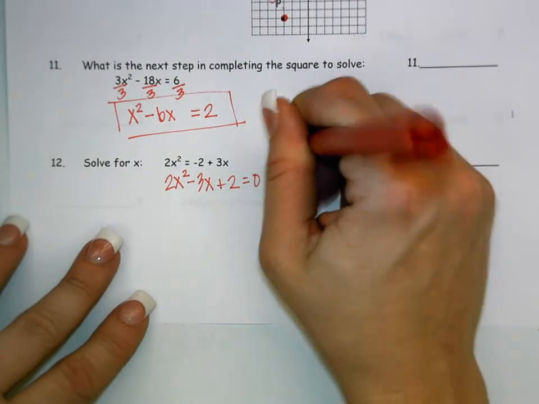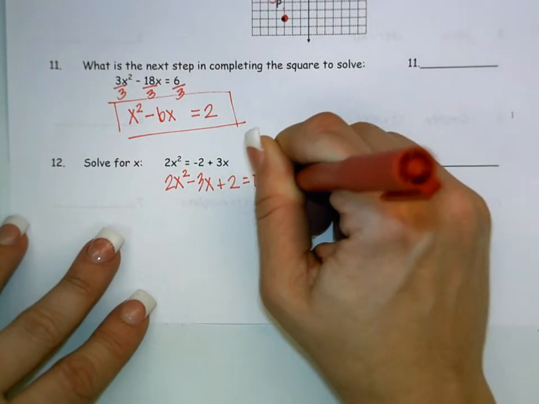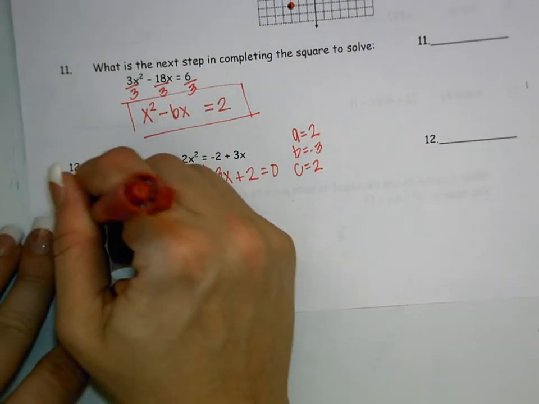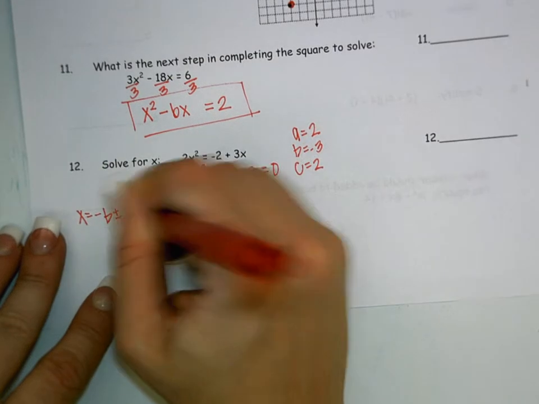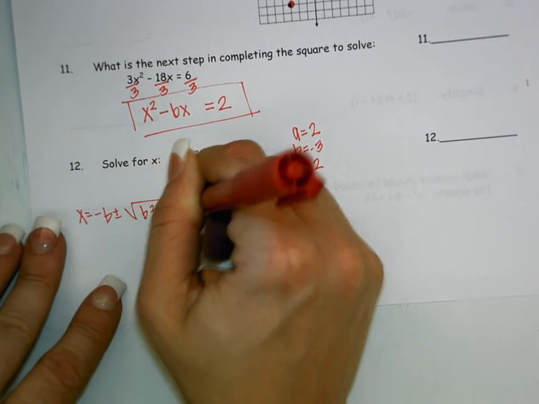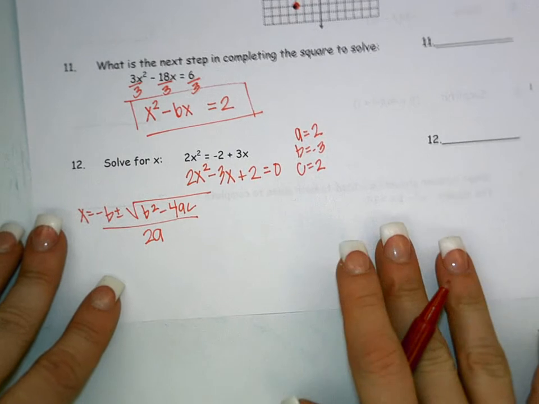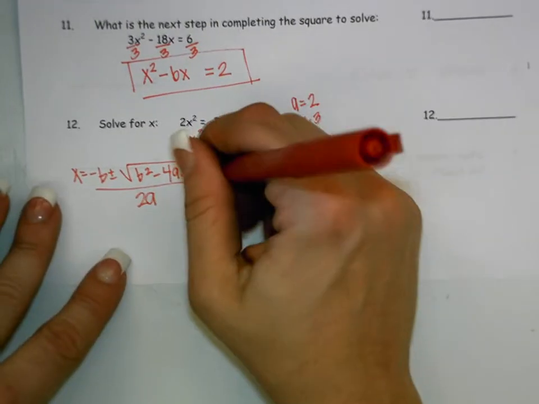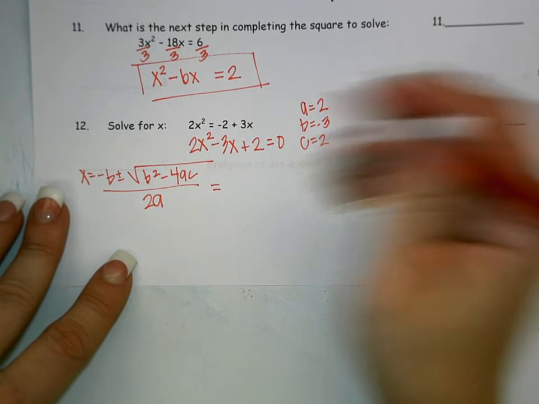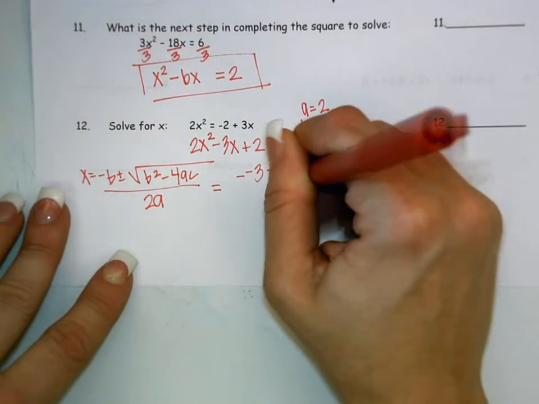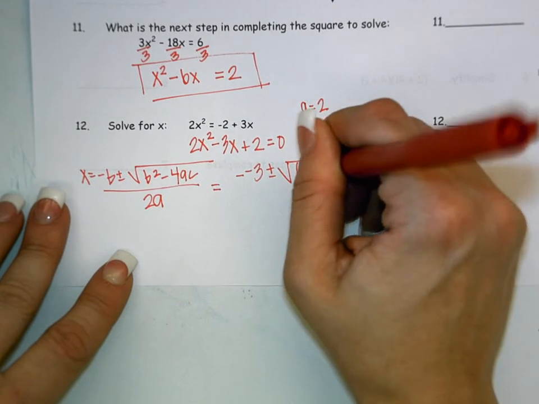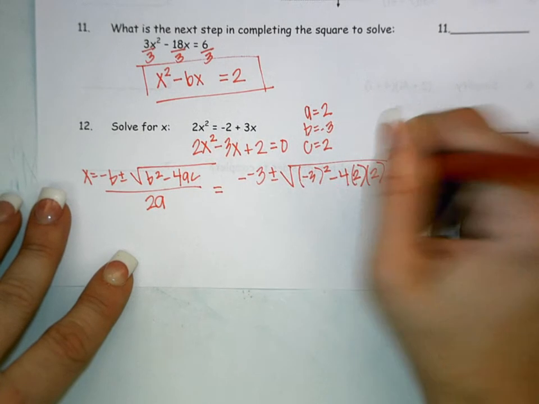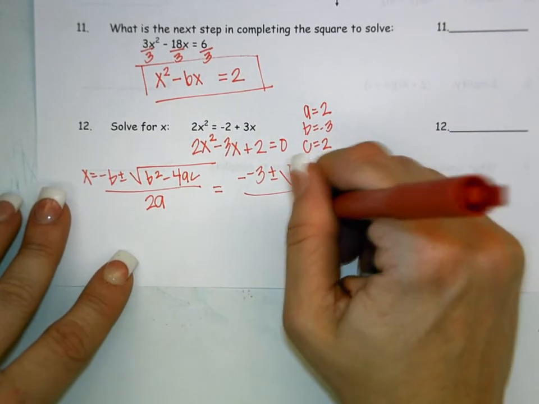So a value is 2, b is negative 3, c is 2. Quadratic formula, hopefully we all have that memorized. It's x equals negative b plus or minus radical b squared minus 4ac all over 2a. If you have a note card, I would recommend writing the quadratic formula on there for sure. Then, if we plug in negative 3 plus or minus radical b squared, so negative 3 squared, minus 4 times an a value of 2 times c value of 2 over 2 times a value of 2.